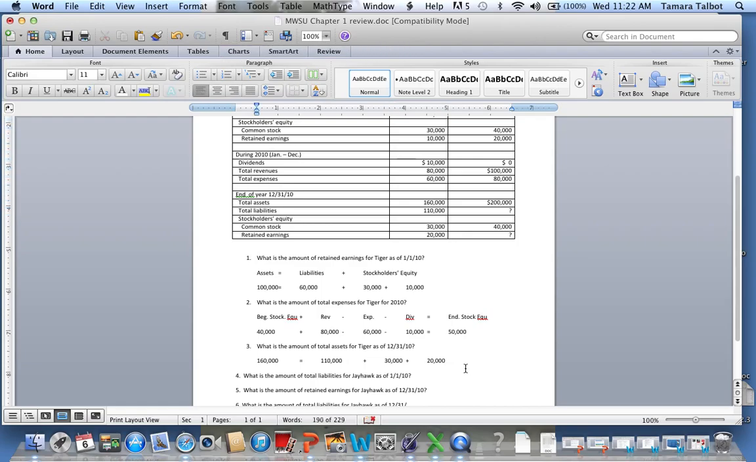Now with these two equations, you should be able to solve for the Jayhawk Company as well as complete exercise 1-16.